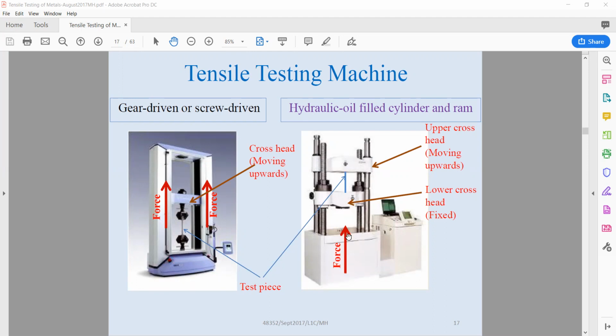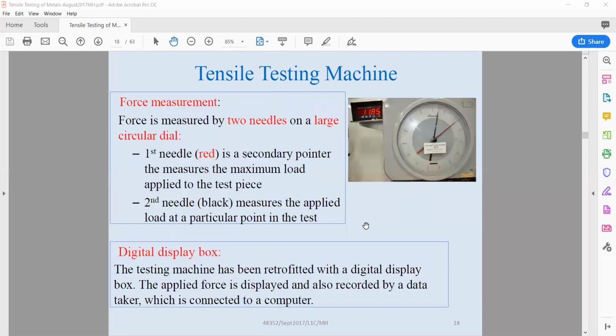There is a hydraulic piston here with oil, and this pushes up and pulls the sample. So during the test, this stays constant or fixed. And this is the controller. This was the old test machine that we had before.